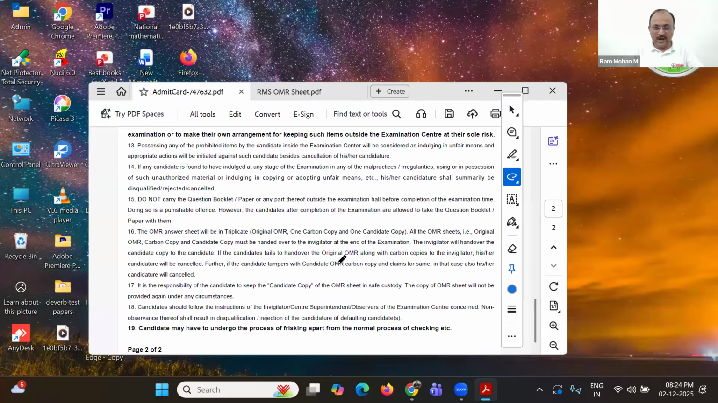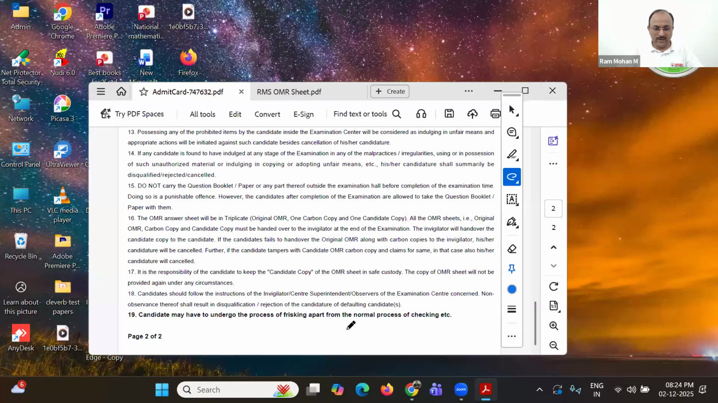If the candidate fails to hand over the original OMR along with the carbon copies to the invigilator, his or her candidature will be cancelled. If you tamper with the OMR sheet, that means somewhere it is folded or cut, then you will lose many marks. It is the responsibility of the candidate to keep the candidate copy of the OMR sheet in safe custody. The copy of the OMR sheet will not be provided again under any circumstance.